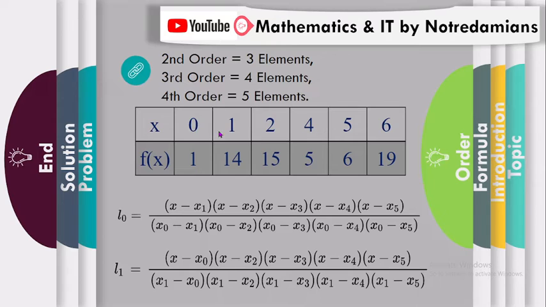Here in this chart our total elements are 1, 2, 3, 4, 5, 6. So our order will be 1 less than total elements, as it is 6. So our order will be fifth order. Fifth order means we have to subtract a total of 5 values from x in the numerator, and the same 5 values from x0 in the denominator.